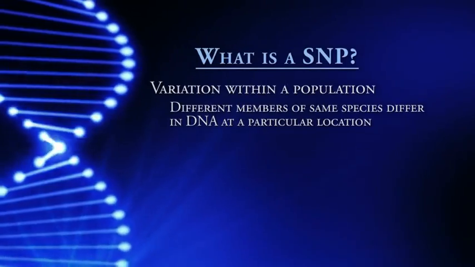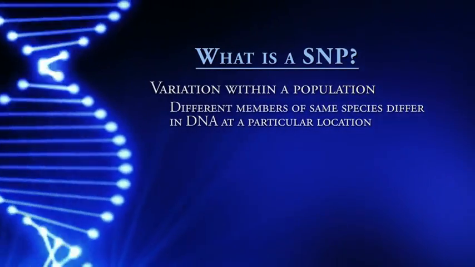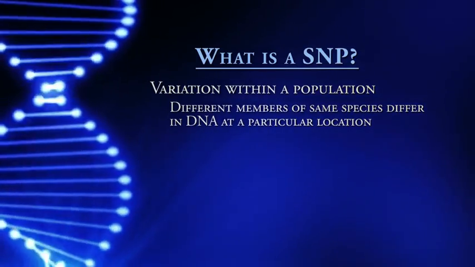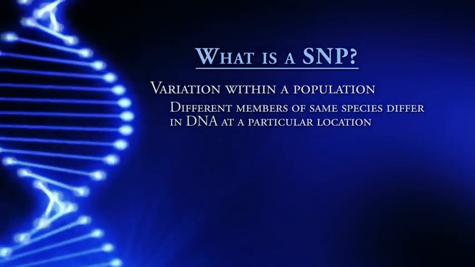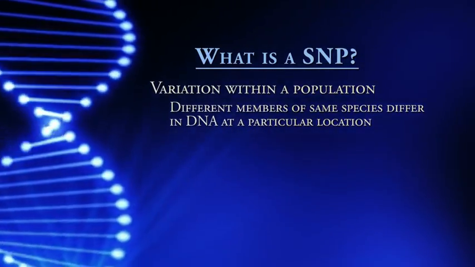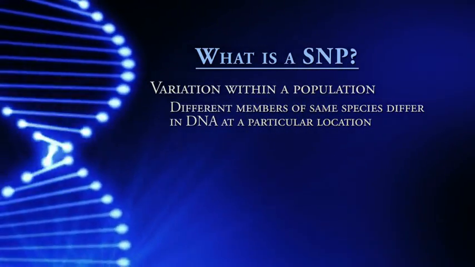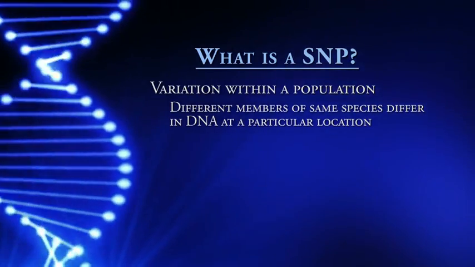So a SNP is basically a variation within a population. When I say variation, I mean that different members of the same species, so if it's human, that means two different humans, may differ in DNA at a particular location. So think of it this way. As humans, most of us have roughly the same DNA. That's what makes us human. But there are particular locations in the genome where there are variations, and that's what we call SNPs.